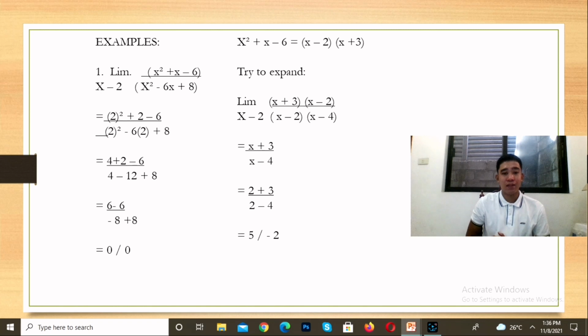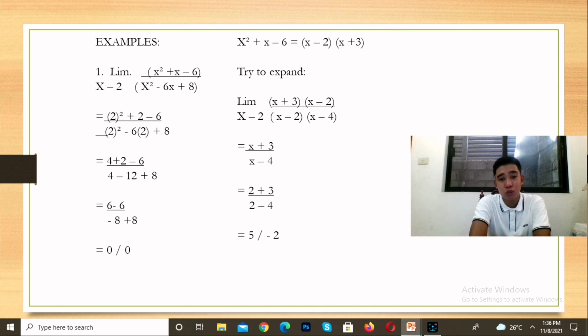So let's expand. x squared plus x minus 6 equals (x minus 2)(x plus 3). We factor it, getting x minus 2 and x plus 3 from the 6. The denominator factors as (x minus 2)(x minus 4). So the limit as x approaches 2 of (x plus 3)(x minus 2) over (x minus 2)(x minus 4). Cancel both x minus 2 in the numerator and denominator, leaving x plus 3 over x minus 4.